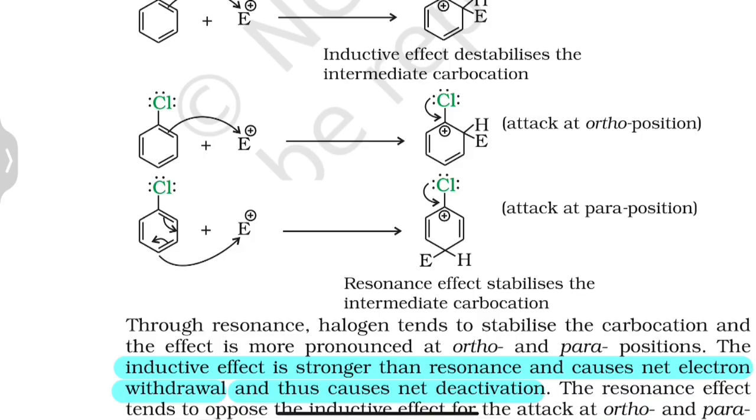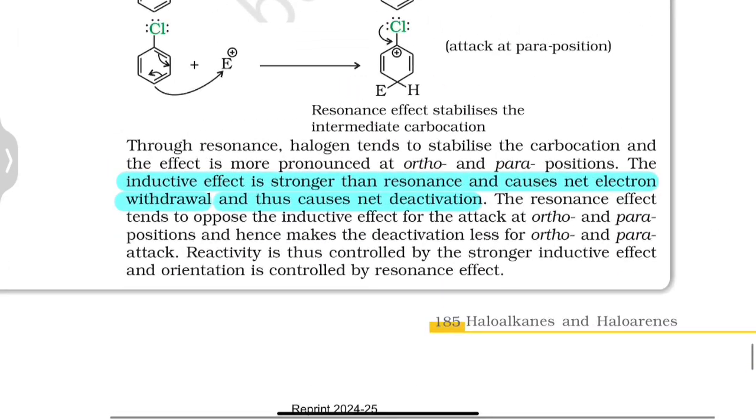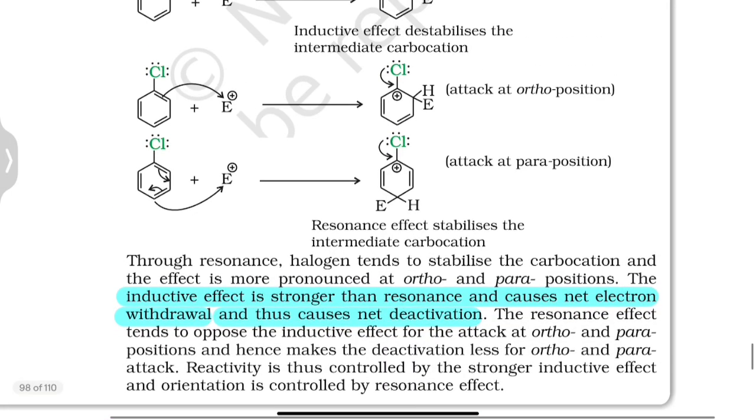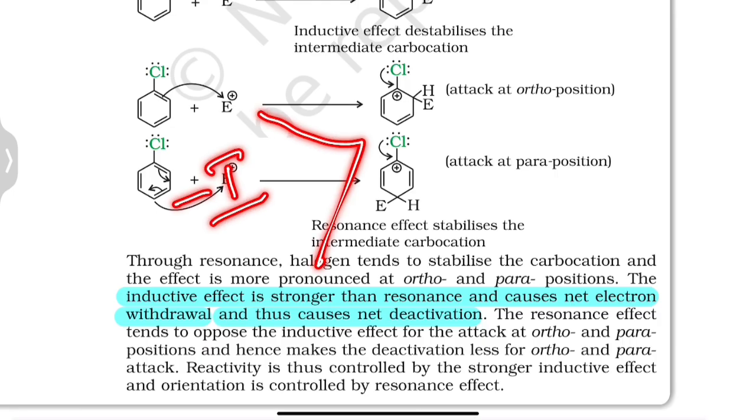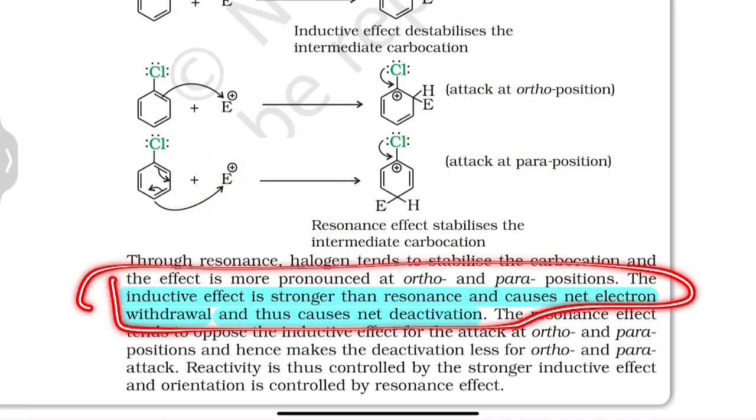And here, because of resonance, it will be stabilizing. These electrons are moving here, so it is stabilizing this carbon atom. So the resonance effect stabilizes the intermediate carbocation which is formed. The inductive effect is stronger than resonance and causes net electron withdrawal, and thus causes net deactivation. So deactivation will be greater. Why? Because the minus I effect is dominant over the plus M effect in case of halogens. So this point is very important. Make a note of it.